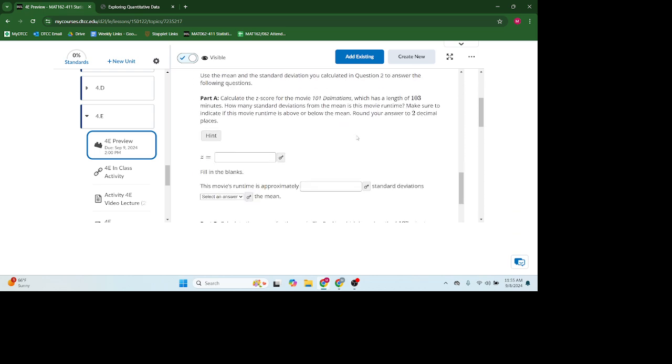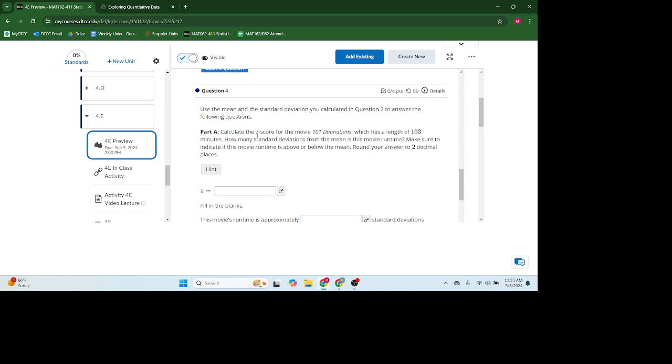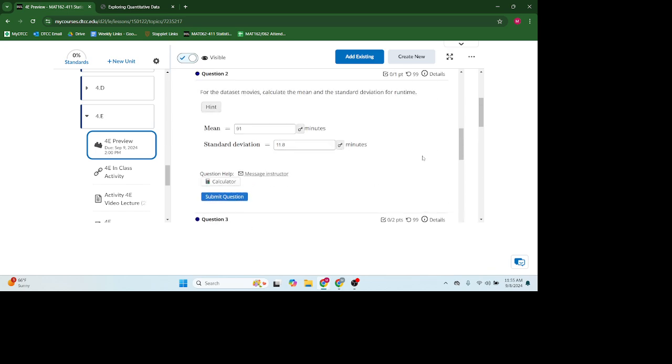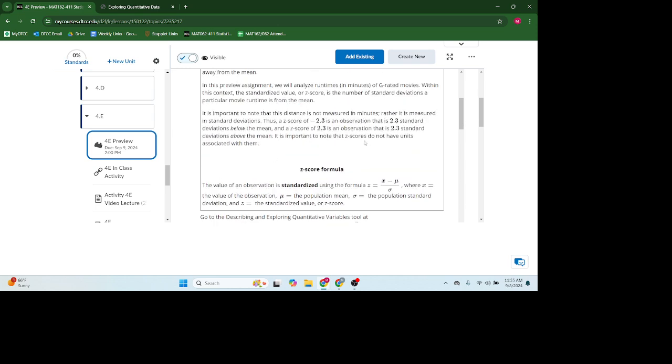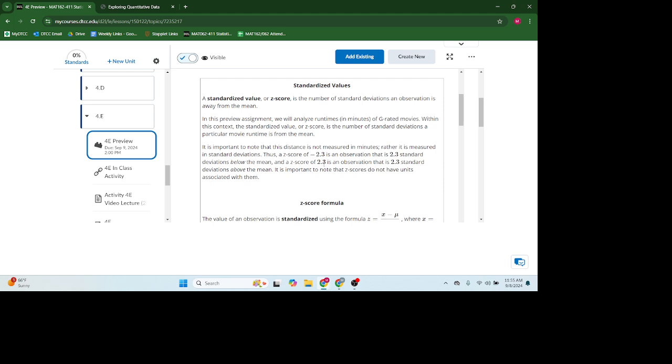Now in 4, they introduce you to your first z-score value. A z-score tells you how many standard deviations you are away from the mean, the center of the data. They introduce you to that in this paragraph. I know this is a lot of words for a preview assignment, but just keep it simple. If you have a z-score of negative 2.3, that means your value, like let's say you were watching Lion King and the movie runtime is 80 minutes, I'm making that up, and 80 minutes is 2.3 standard deviations below the mean. I basically would take the standard deviation, multiply it by 2.3, and subtract it from the mean. That's what your z-score is. It tells you whether you are far below or far above the mean.